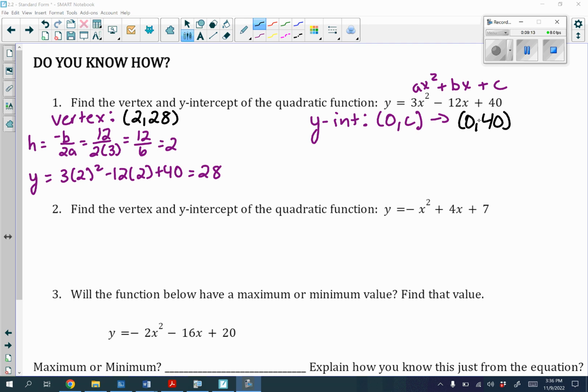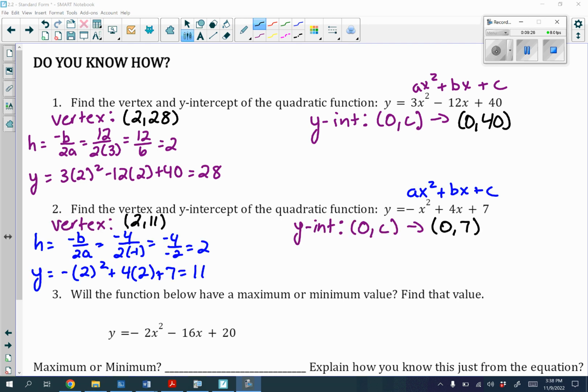Okay, let's look at number 2. So once again, you're going to find the vertex and the y-intercept of the quadratic function. So if you've not already done so, pause the video and try that one on your own. Okay, so here's what you should have gotten for 2. So my vertex is (2, 11). So remember, you do opposite of b over 2a, so I get positive 2. And then I plug that for where I see x, so make sure it looks like this in your calculator, so you should get 11. Once again, our y-intercept is 0 and the c value. Our c is 7, so it's (0, 7).